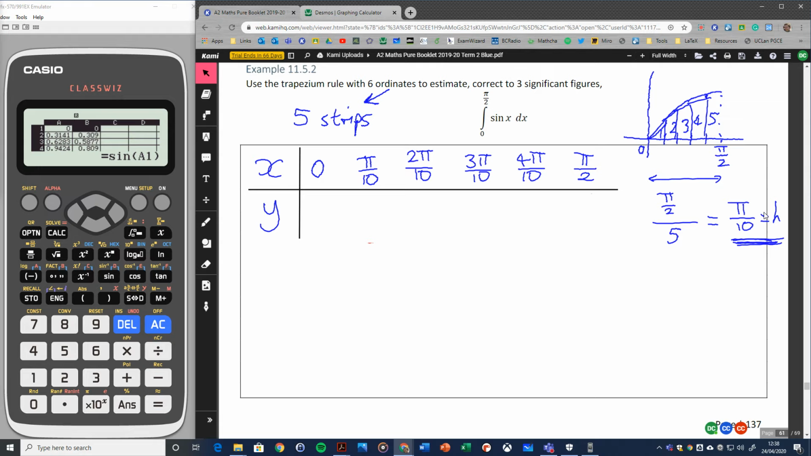Starting at 0 with a width of pi over 10 means my ordinates, for the x values, are going to be 0, pi over 10, 2 pi over 10, 3 pi over 10, 4 pi over 10, and 5 pi over 10. Of course, 2 pi over 10 I could have written as pi over 5, 4 pi over 10 I could have written as 2 pi over 5, and so on.